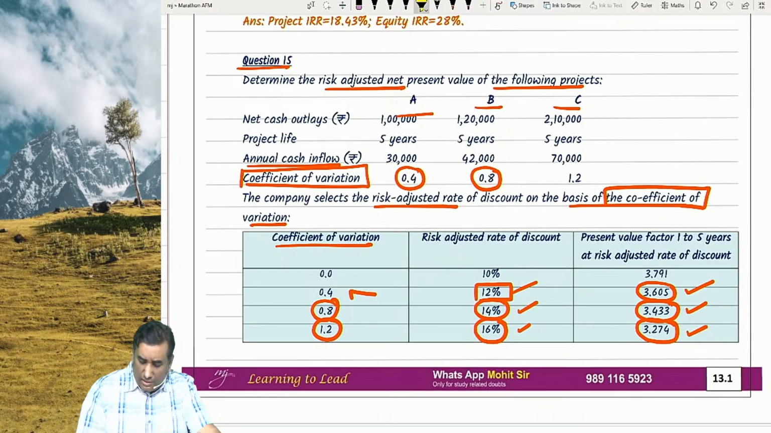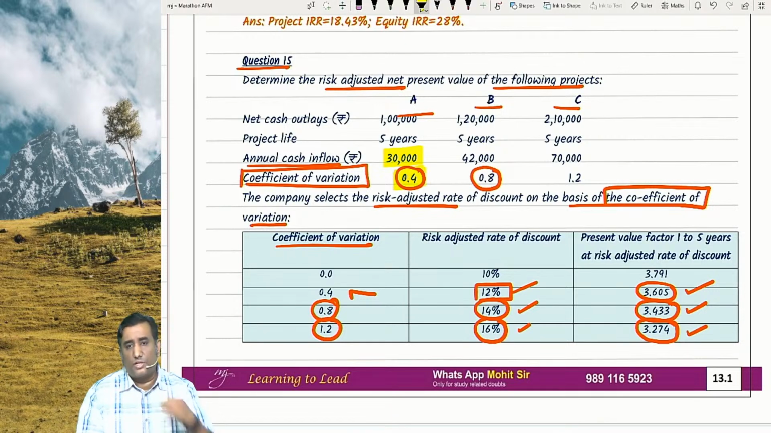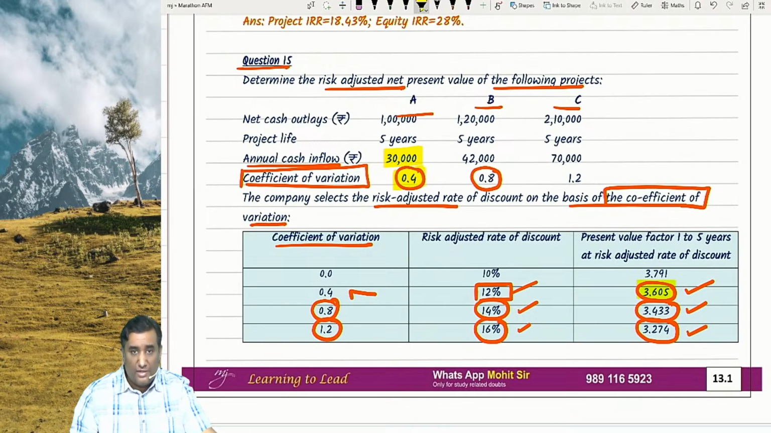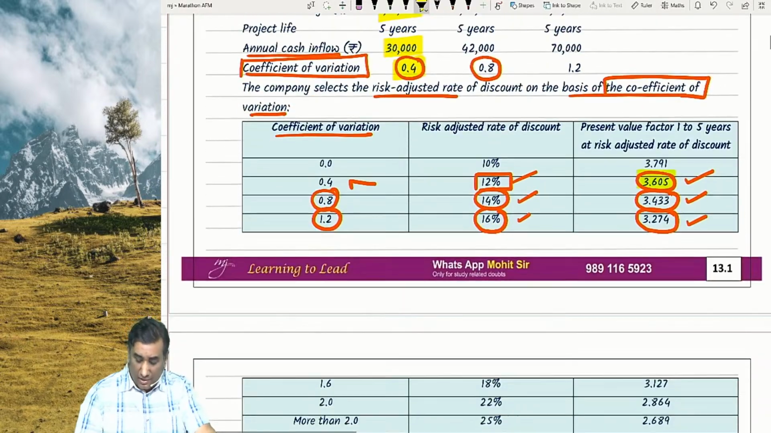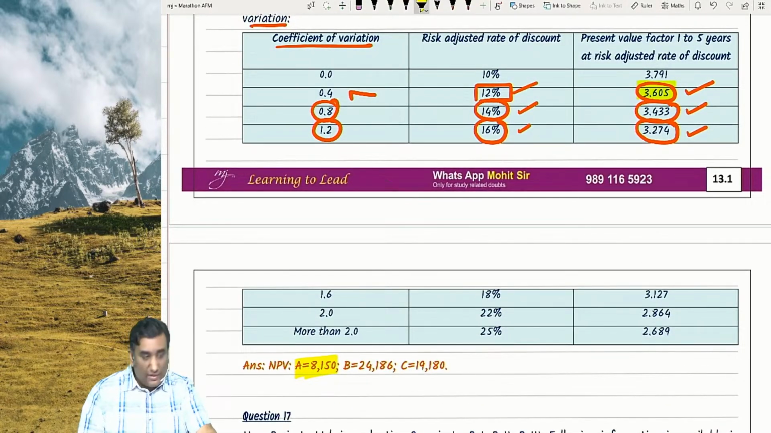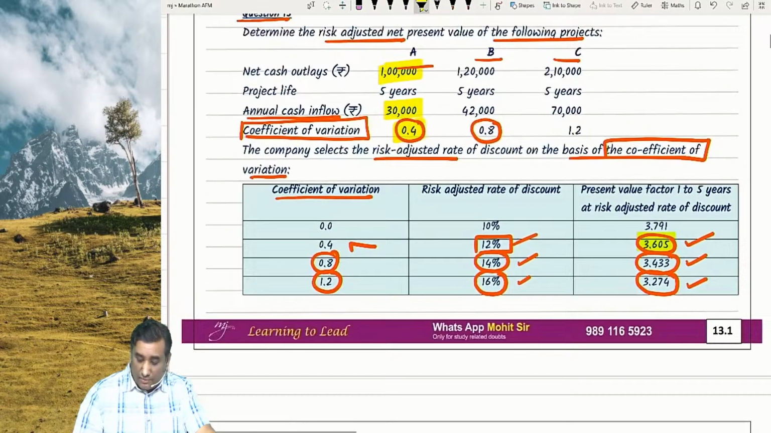Straightforward we can do 30,000 inflow. Discount rate I'll use 12 because the question only said the discount rate should be measured on COV. 30,000 into 3.605. This will give me what? PV of cash inflow minus 1 lakh outflow. How much do we get? 8,150.